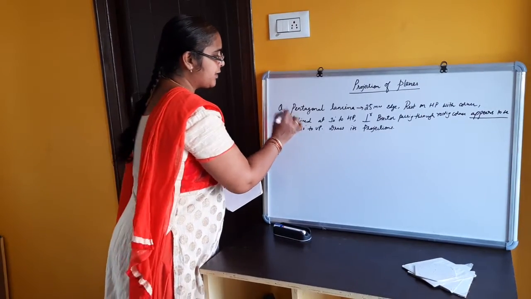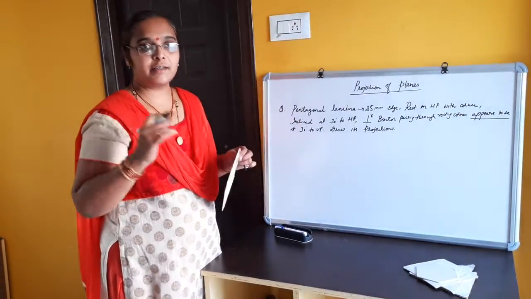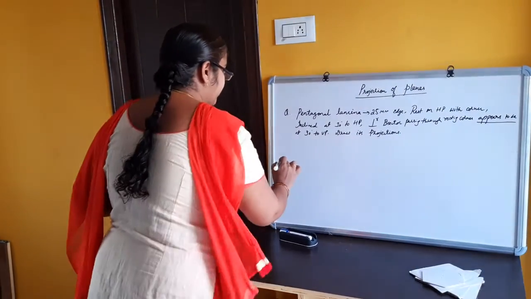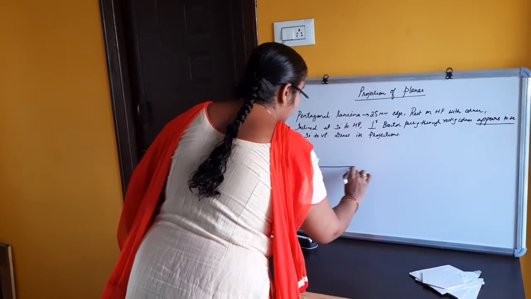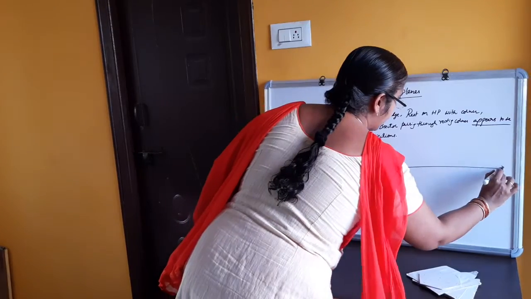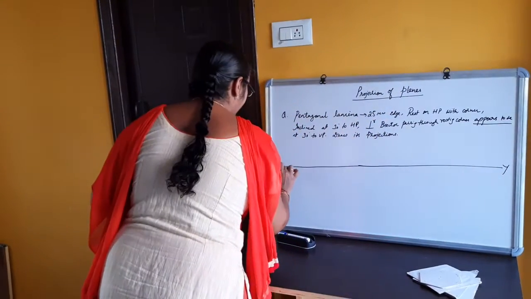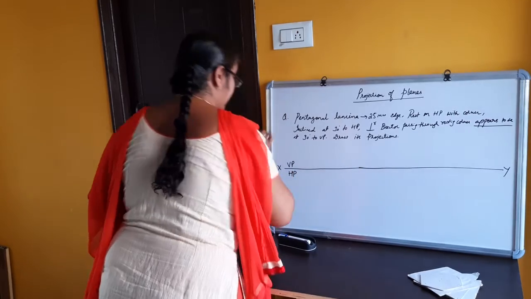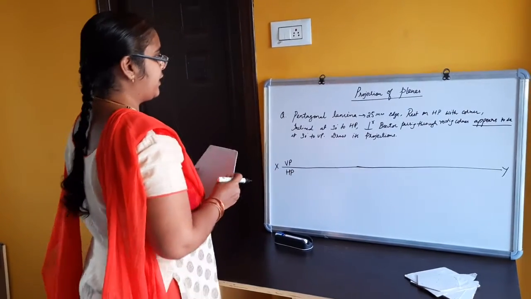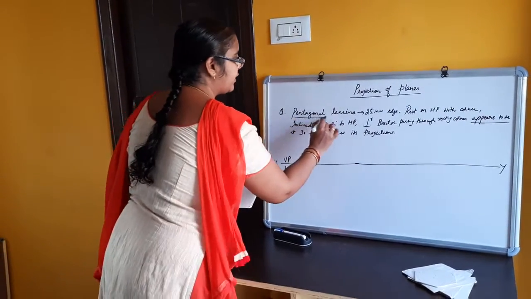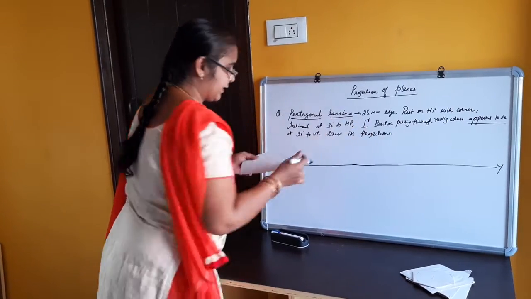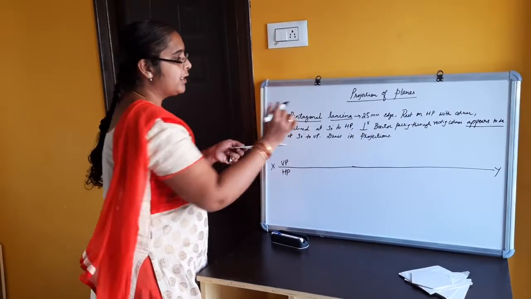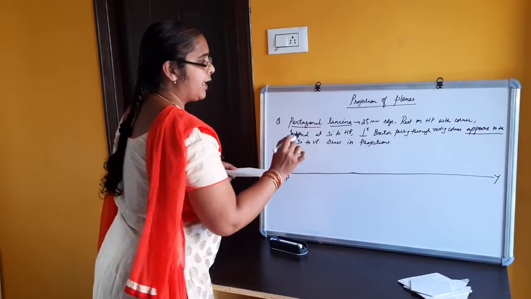So let us solve the problem in 3 stages. Okay, I'll start with the first stage. You are supposed to draw one XY line. You know, this is VP and it is HP. Okay, here in this case, the pentagonal lamina of edge length, this length, is 25 mm.